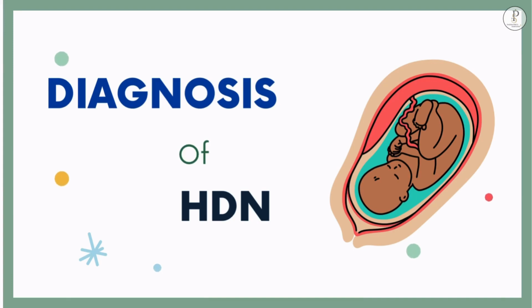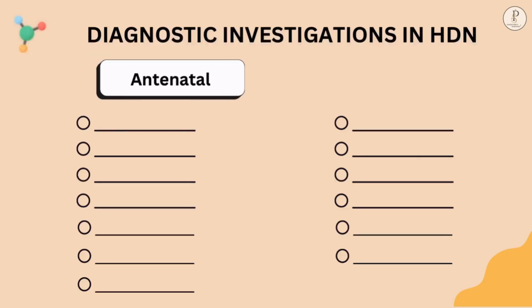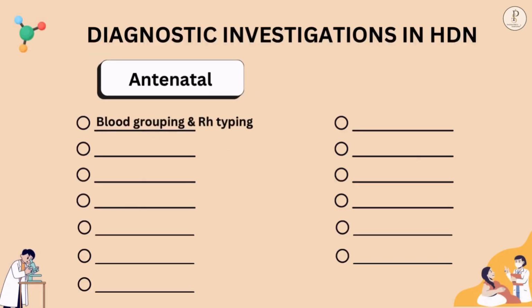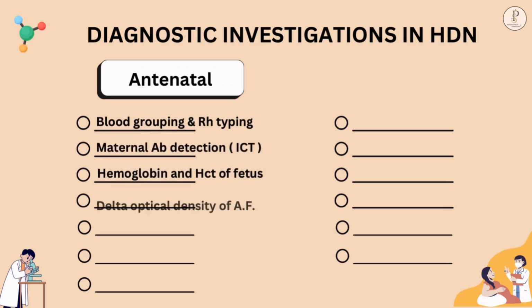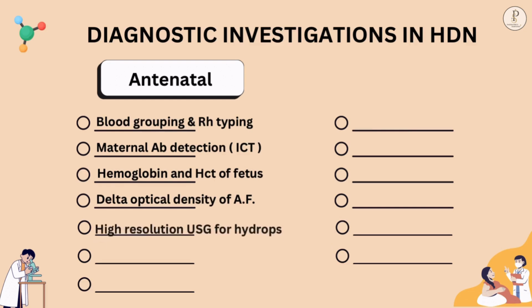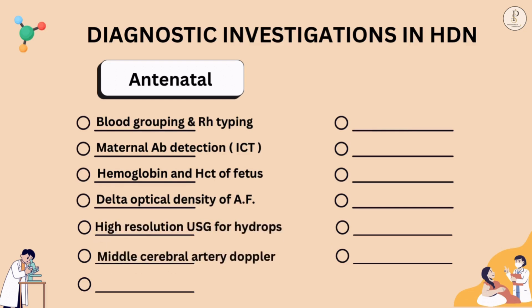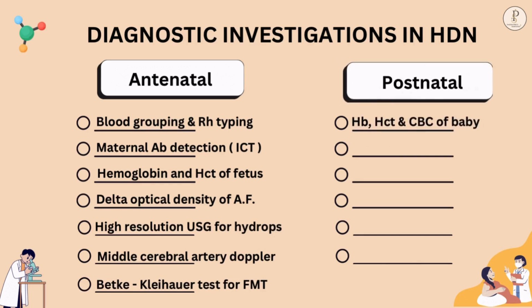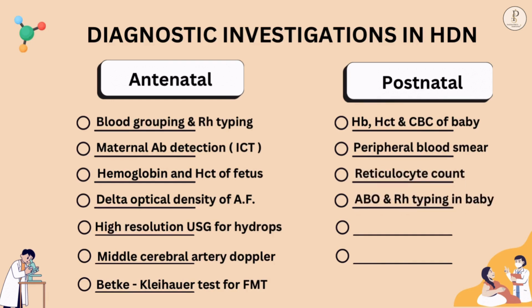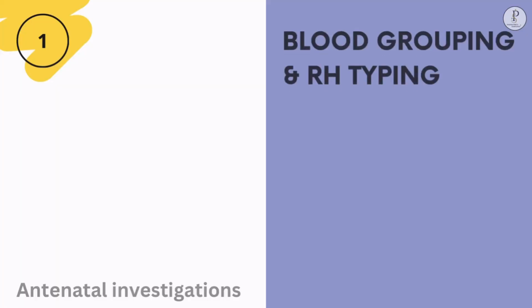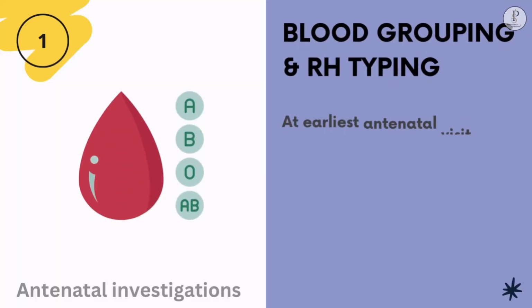Diagnosis of HDN. Antenatal investigations: blood grouping and RH typing, maternal antibody detection or ICT, hemoglobin and hematocrit of fetus, delta optical density of amniotic fluid, high resolution ultrasound, middle cerebral artery Doppler, Kleihauer-Betke test. Postnatal investigations are hemoglobin or hematocrit of baby, peripheral smear, reticulocyte count, ABO-RH typing, serum bilirubin total and direct, and direct Coombs test in baby.